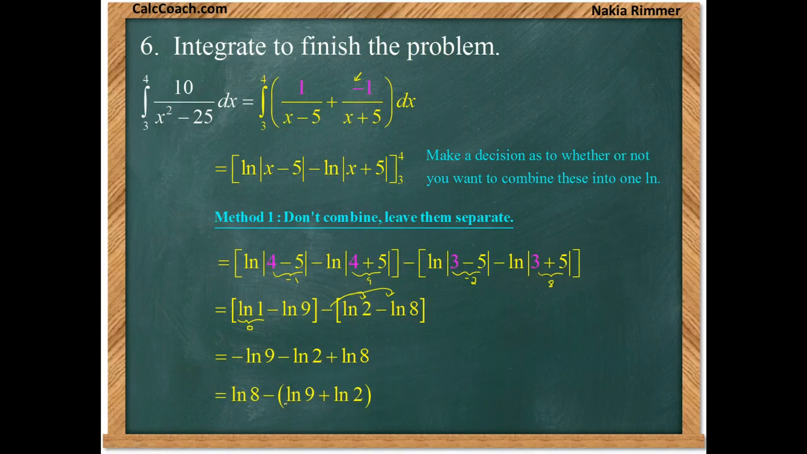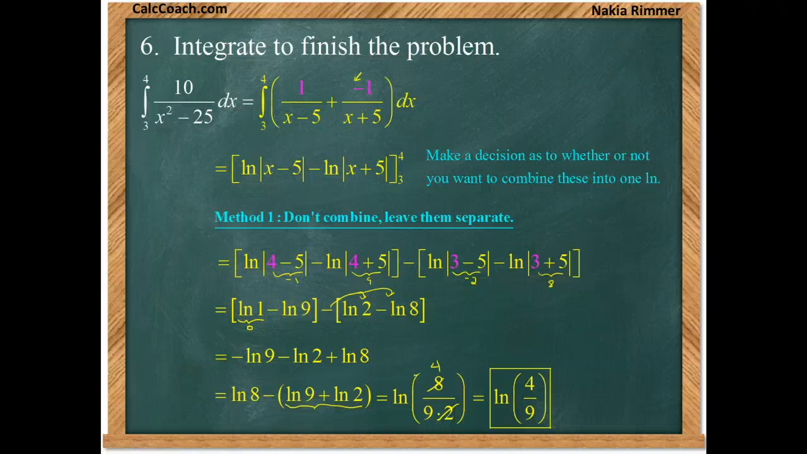But before we do that, we can put these two guys together into one log by multiplication. 9 times 2 will give you 18. And then we have log of 8 up top. So 8 over 18, or we can cancel here. I guess we didn't have to put them together. And we're looking at the natural log of 4/9 for your final answer. That's if you were to combine, or not to combine them, and to leave them separate.